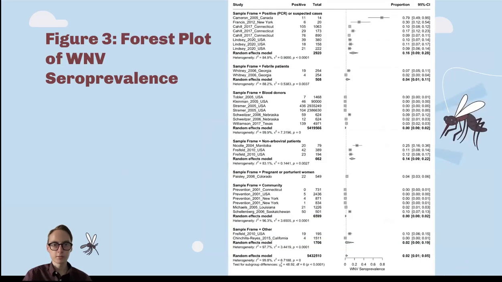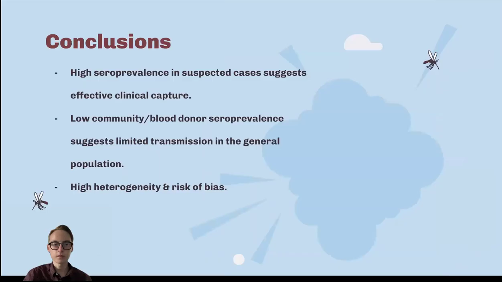Figure 3, the forest plot, displays individual study estimates and the pooled averages. There are wide confidence intervals for many sampling frames. This reflects high heterogeneity, meaning results differed substantially across studies, likely due to variations in populations, testing methods, and time periods in which the studies were conducted.